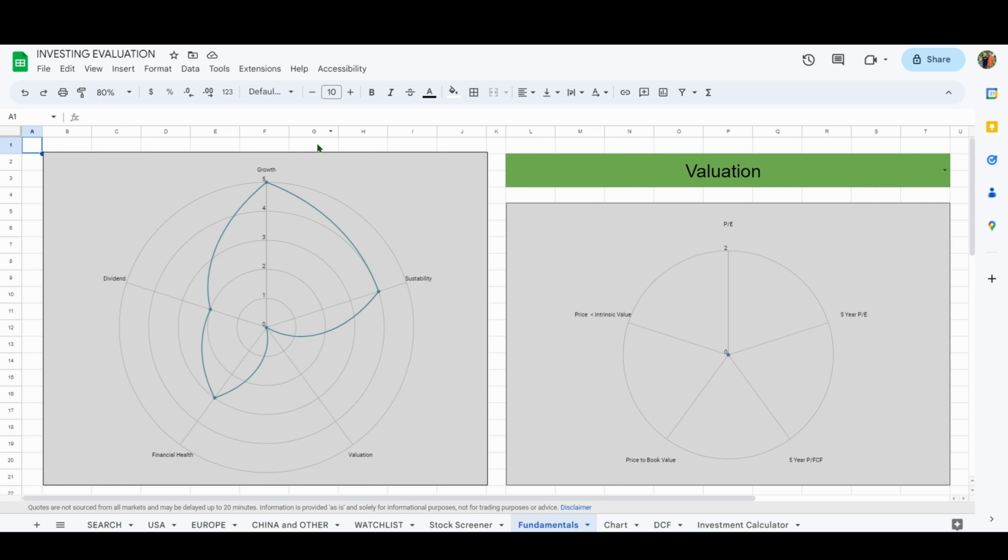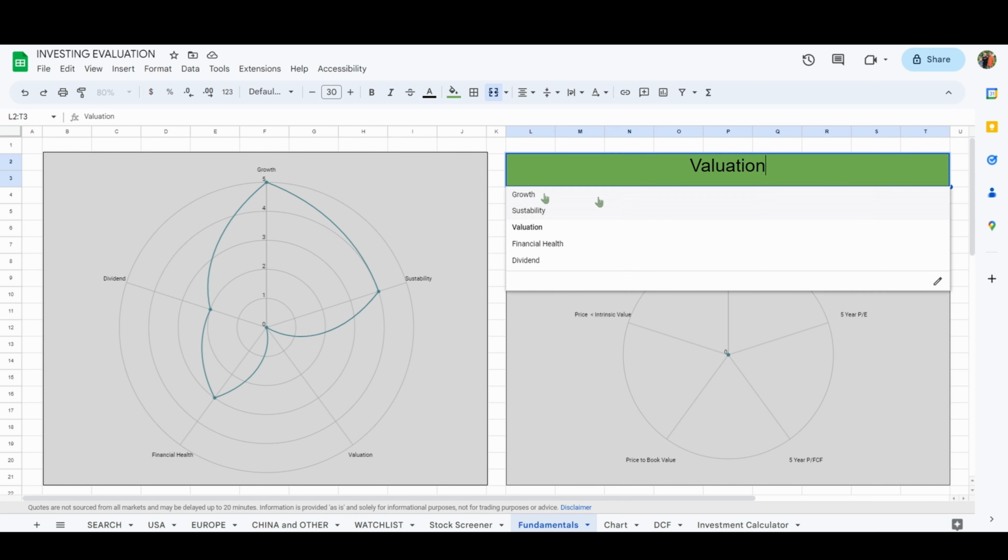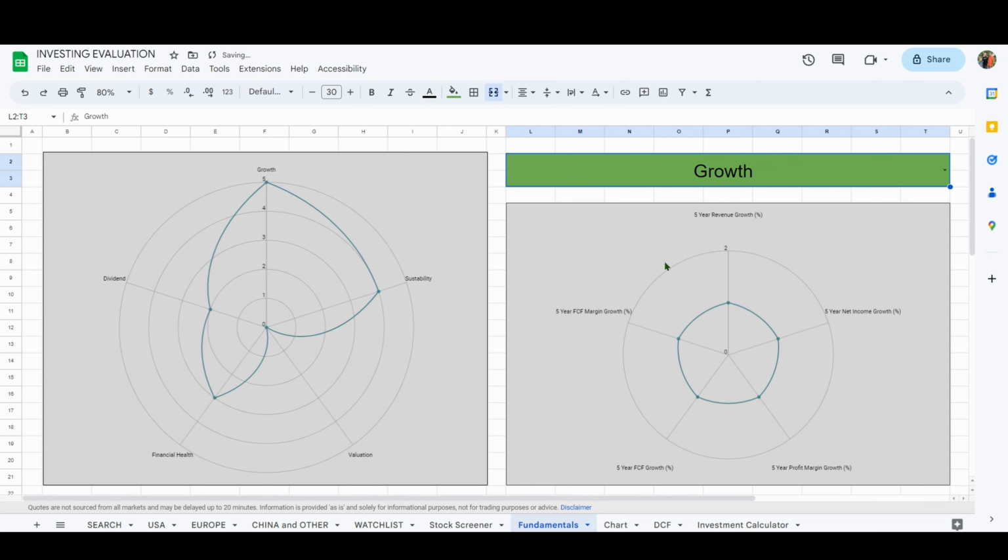And in the case of Apple here, you can see that they have excellent growth, excellent sustainability, very poor valuation, since you can see that the PE and the price to free cash flow are very high with Apple. The dividend is kind of a joke, and you can see that the financial health is also great with Apple because they don't have that much debt and they can pay it off relatively easily. So here you can list through different things. You can see that for growth they're really good, for sustainability they're really good, and you can see what the pillars are that you have set.